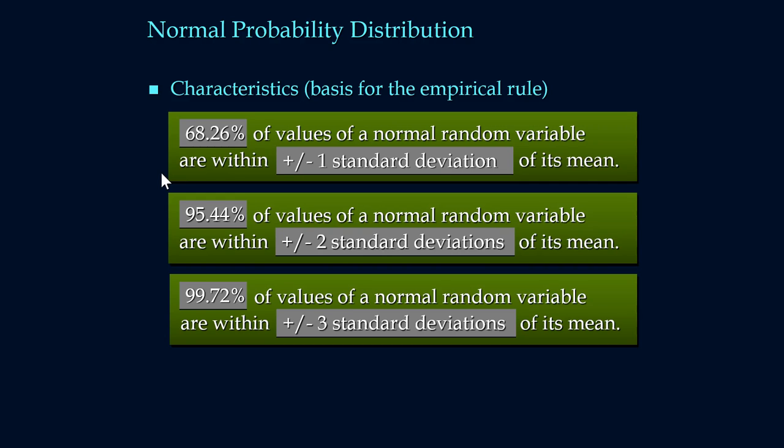95.44% will fall within 2 standard deviations, and 99.972% of all observations will fall within 3 standard deviations. Okay. Again, this is where our 6 sigma comes in because it's plus or minus 3 standard deviations to get to our 6 sigma. Okay.